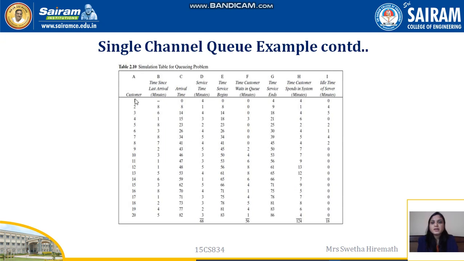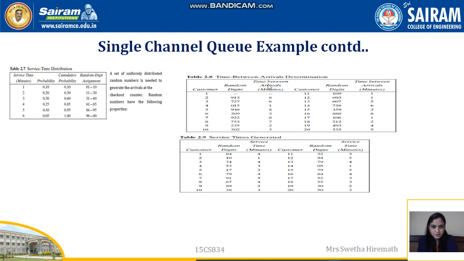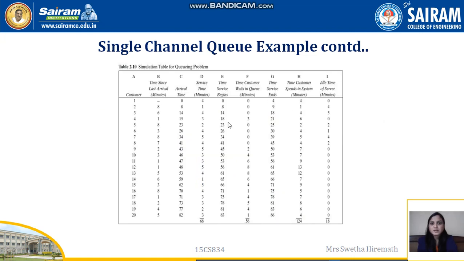This simulation table consists of these rows. First row is the number of customers. Second is time since the last arrival, that is, whatever values we have considered, we have to mark them. Then third is arrival time. Arrival time is the addition of two consecutive times since last arrival. The arrival time for the first customer will always be considered as 0, unless explicitly specified as some other number.